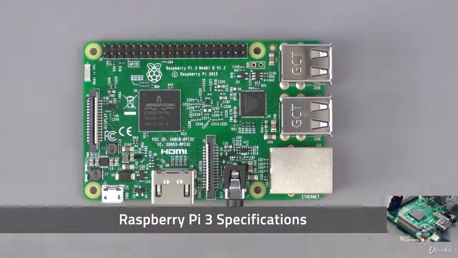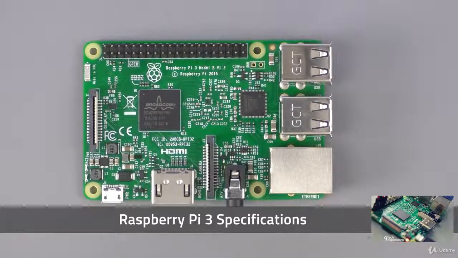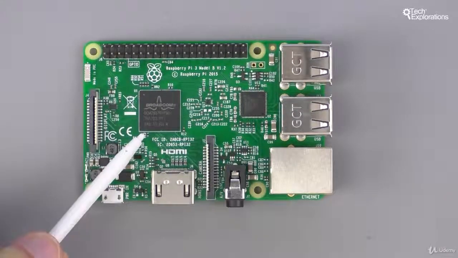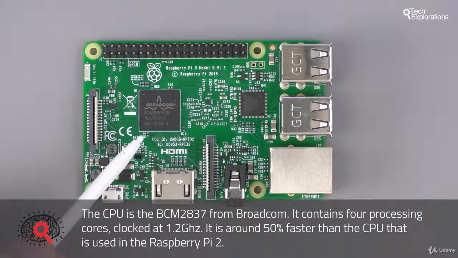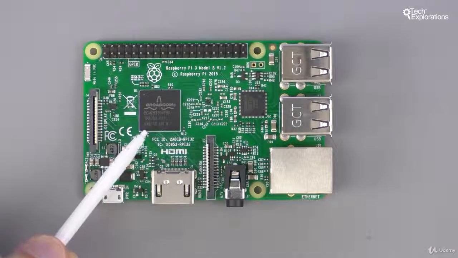In this lecture, I'd like to focus on the Raspberry Pi 3 and talk a little bit about its main features and characteristics. First of all, the large chip in the middle is a Broadcom chip that is a quad-core 64-bit ARM Cortex-A53 processor clocked at 1.2 GHz. And it's this chip here that makes this Raspberry Pi the fastest Raspberry Pi that's available currently.